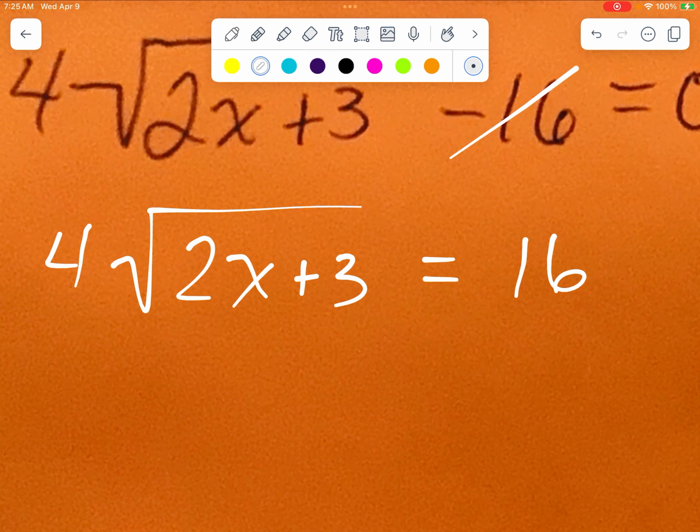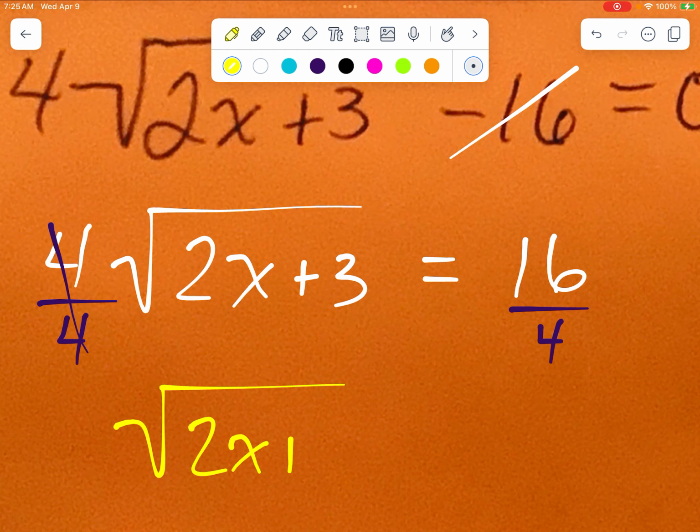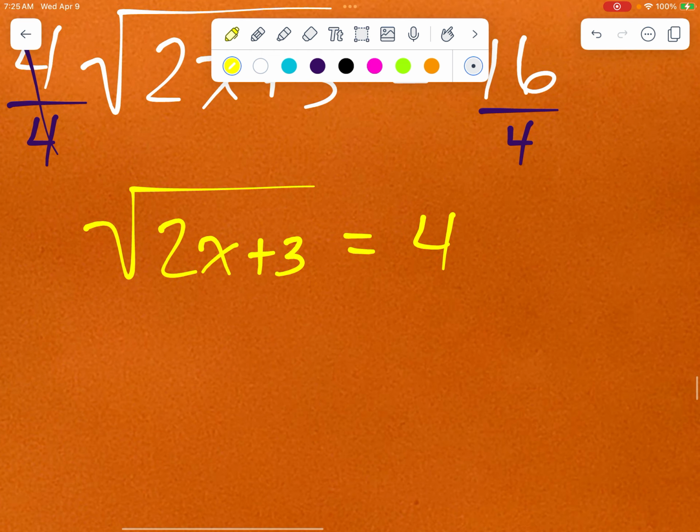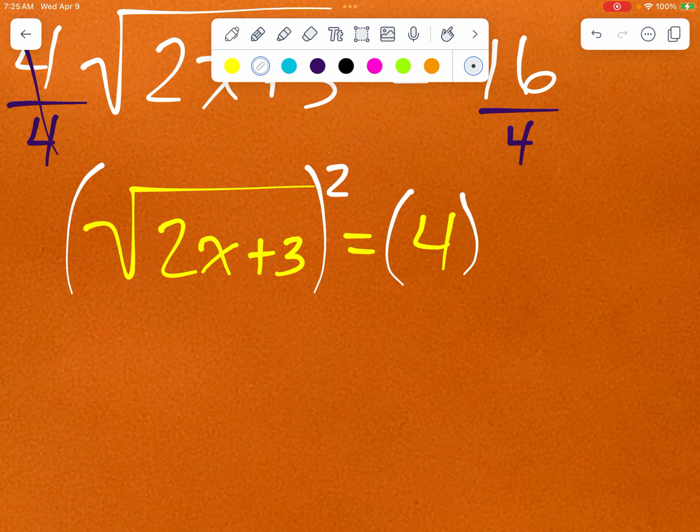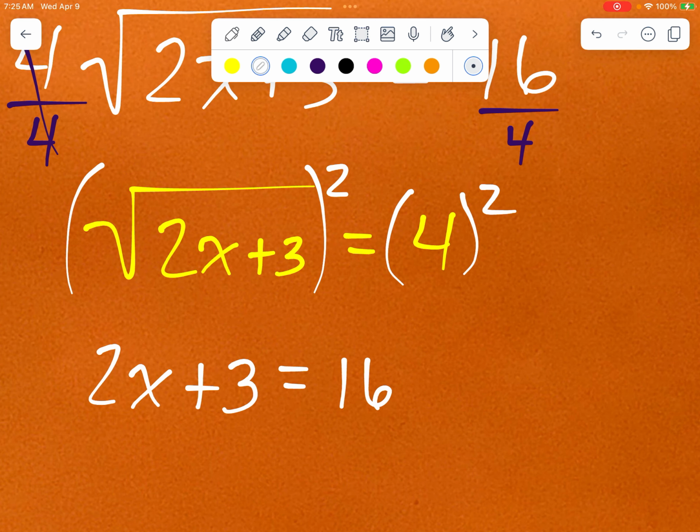Now we're ready to get rid of the 4. Do the opposite of multiplying by 4. We're going to divide by 4. Right? We're trying to get the house by itself. 2x plus 3 equals 4. Now we're ready to remove the house. Remember, the goal is to get the house by itself. We've done that. Remove the house. The opposite of square rooting is squaring to the second power. So we do that to both sides. The house on the left goes away. 4 to the second power is 16.